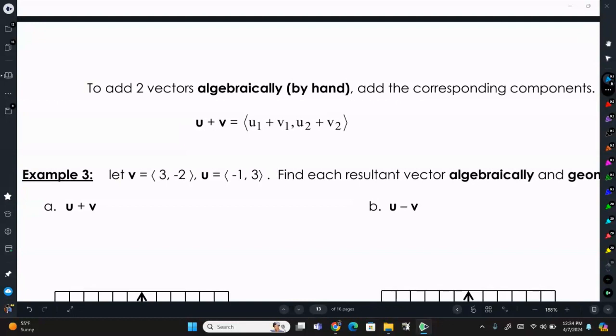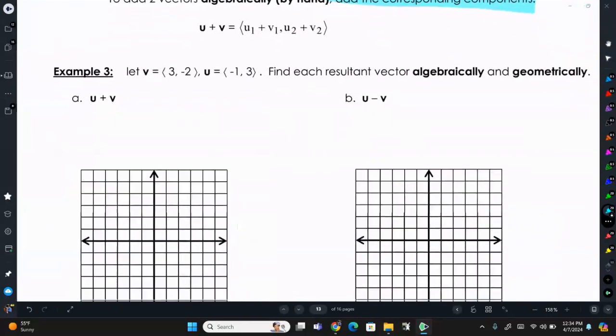You add the two horizontal components together, and then you add the two vertical components together, and then you have your resultant. So a lot of times if you have a choice between adding it geometrically or algebraically, algebraically is easier. But we're going to do both for these problems. We're going to find each resultant vector algebraically and geometrically.